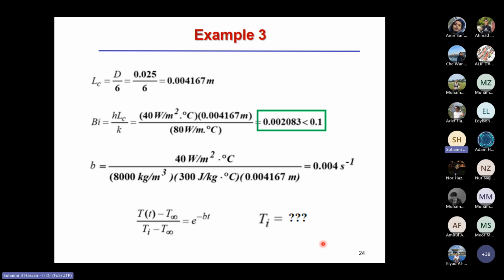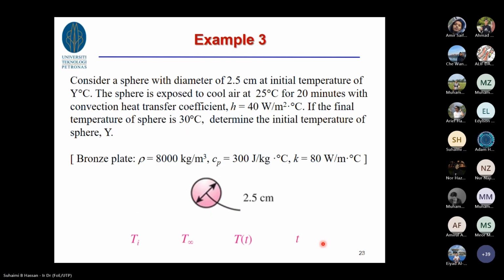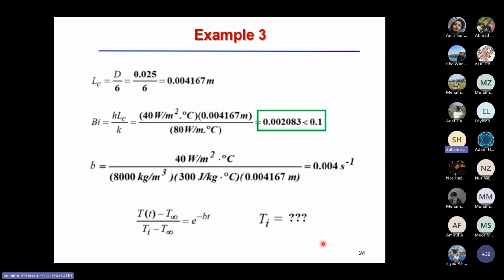Okay, last guy, last exercise. TT minus T ambient over TI minus T ambient. So your TT is 30, your initial unknown, your ambient 35, your time 20. So tell me what is the initial temperature?